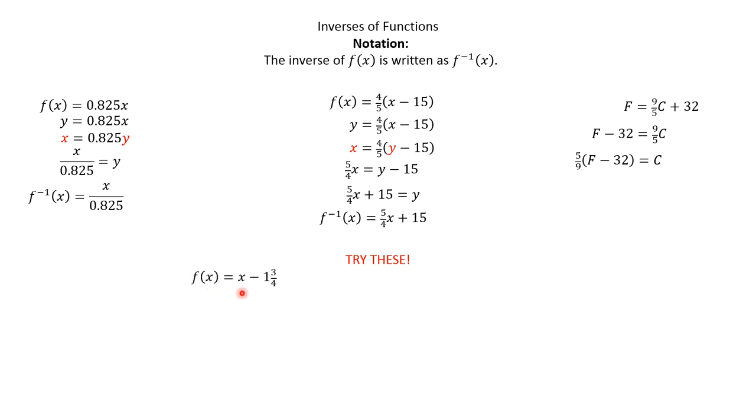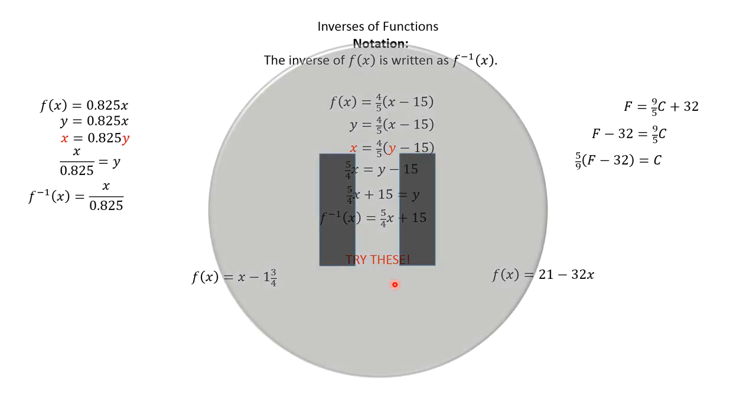Let's try f of x equals x minus 1 3/4. This one's going to be pretty easy. You might already know what it is. And f of x equals 21 minus 32x. A two-stepper. This problem and this problem are really as hard as these problems get today. So it should be pretty easy. So anyway, if you haven't finished this already, go ahead, pause the video, and come back when you're done.